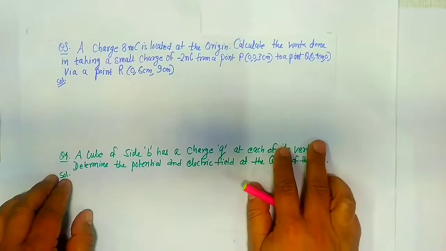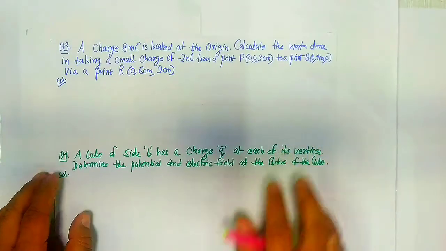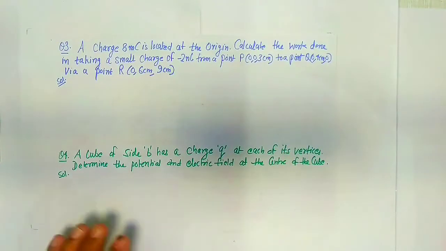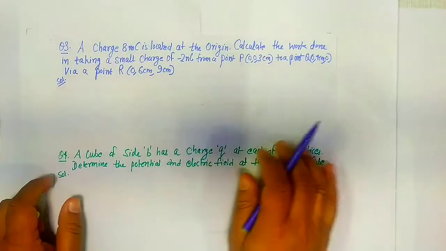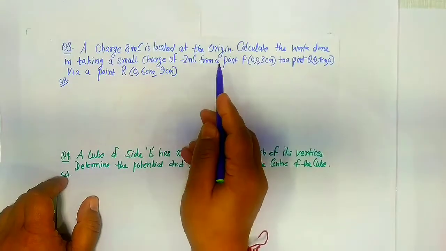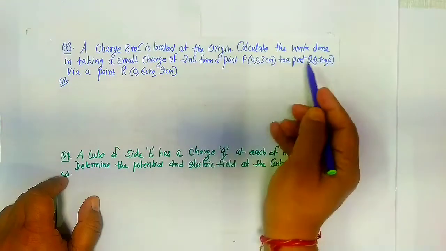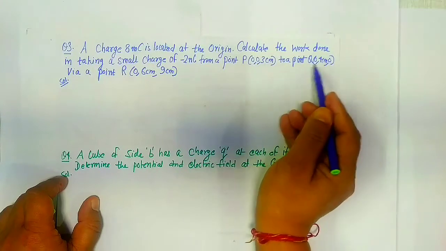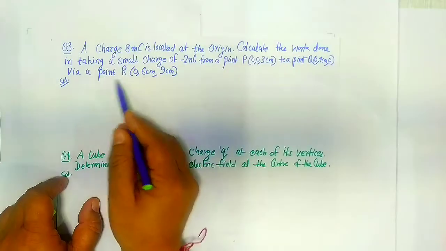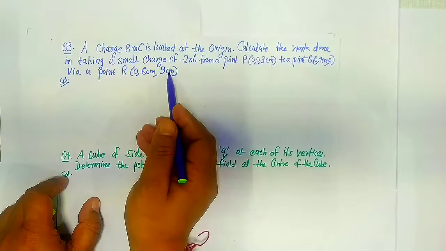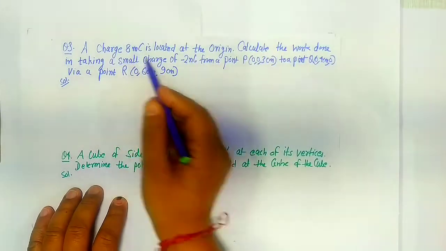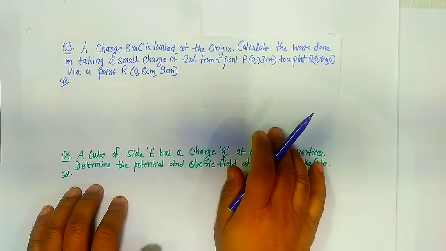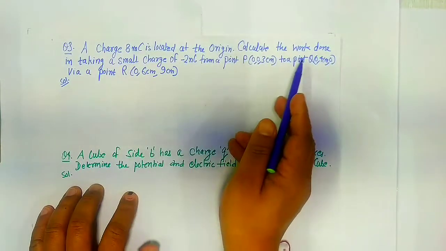Now to come to the third question. A charge of 8 millicoulomb is located at the origin. Calculate the work done in taking a small charge of minus 2 nanocoulomb from a point P (0, 0, 3) to point Q (0, 4, 0) via point R (0, 6, 9). So the coordinates have been given and we have taken this charge from P to Q. So we have to find out the work done.